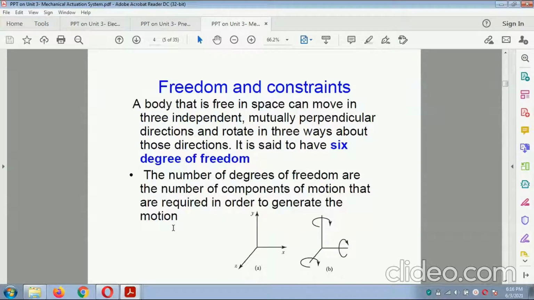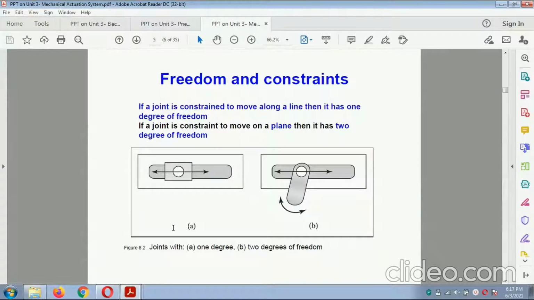Freedom and constraint. A body that is free in space and can move in 3 independent, mutually perpendicular directions and rotate in 3 ways about those directions is said to have 6 degrees of freedom. The number of degrees of freedom is the number of components of motion that are required in order to generate the motion. If a joint is considered to move along a line, then it has 1 degree of freedom. If the joint is constrained to move in a plane, then it is called 2 degrees of freedom. This is the first diagram, A, which explains 1 degree of freedom, and this is diagram B, which explains 2 degrees of freedom.